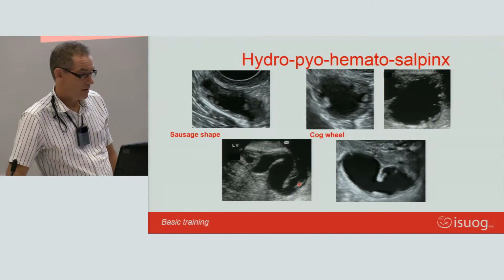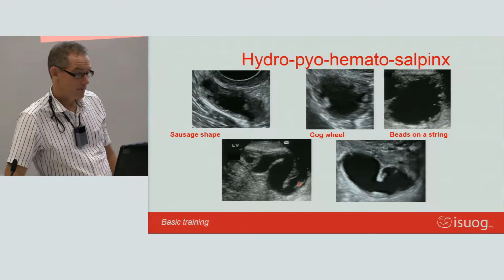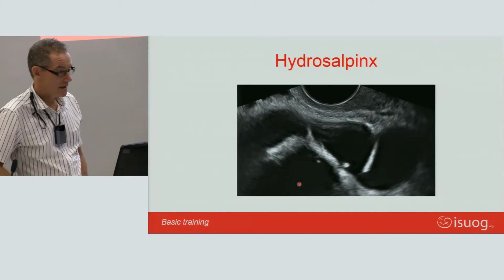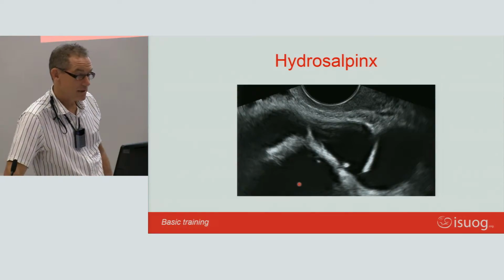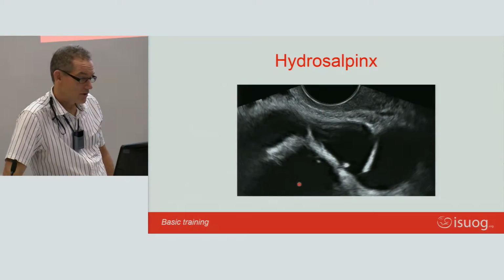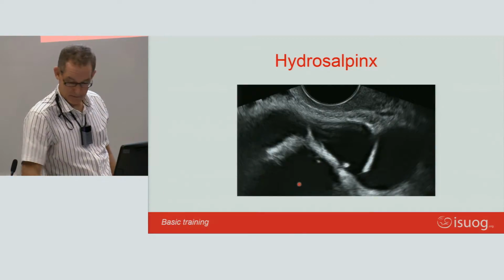So, sausage-shaped cogwheel, beads on a string, incomplete septations. And this is a slide that shows all features of that. You see your sausage-shaped hydrosalpinx, you see your incomplete septation, and that dot is the bead on the string.